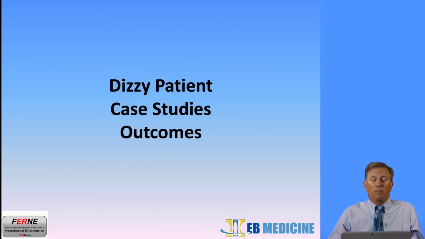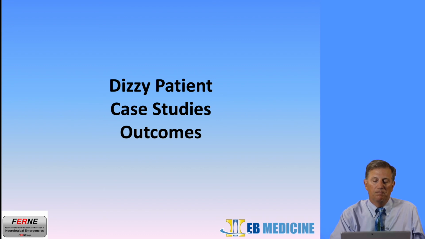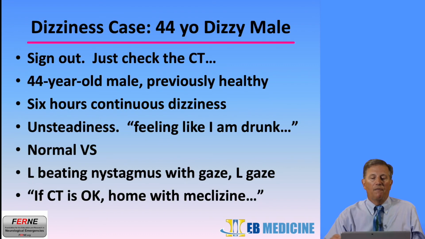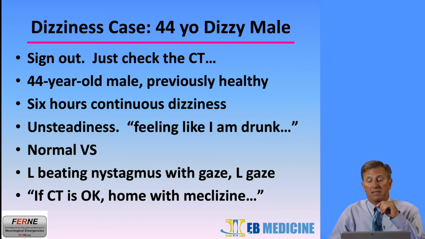Let's go to our dizzy patient case study outcomes. These are good outcomes. Our first case, a 44-year-old dizzy male. He presented previously healthy, 6 hours of continuous dizziness, unsteadiness, feeling like he's drunk, normal vitals, left beating nystagmus with gaze, and you were told if the CT is negative, you can send him home.